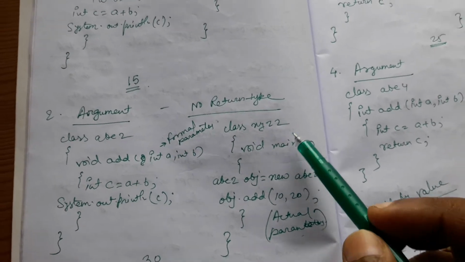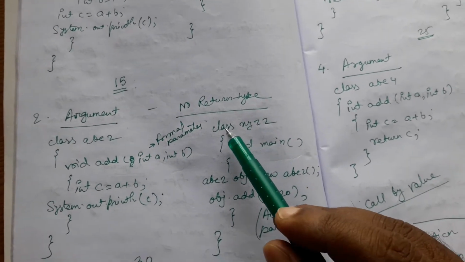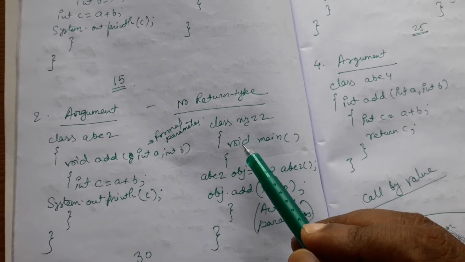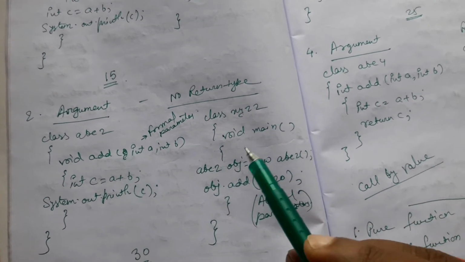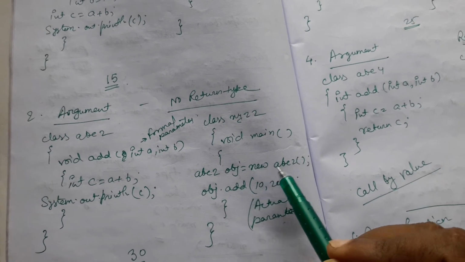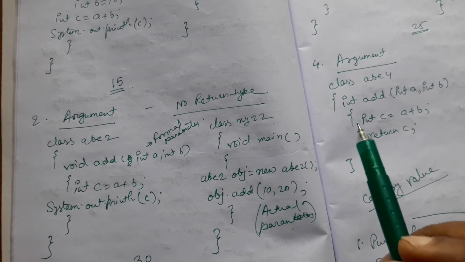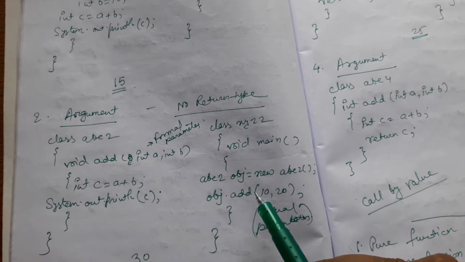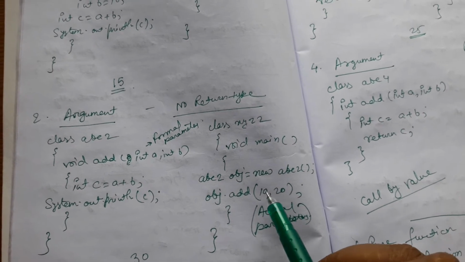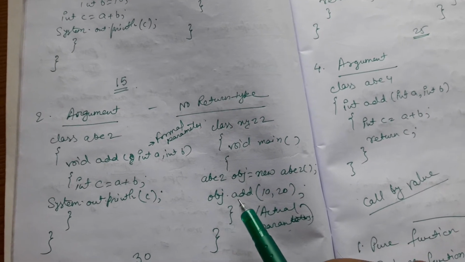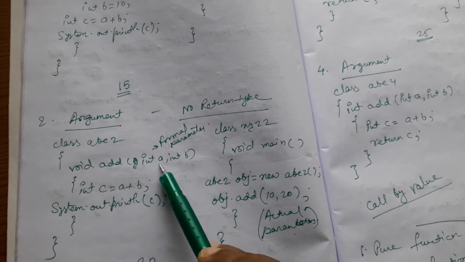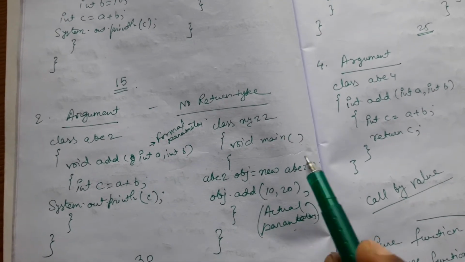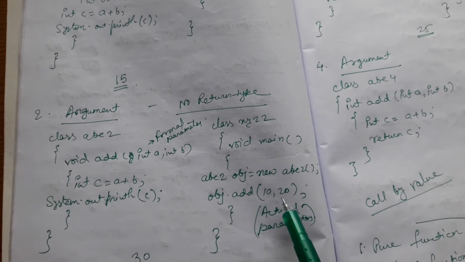Now see what the main function is doing. Another class xyz2, we are having the void main function, and then for this class abc2 we have created one object, obj equals new abc2 open close parenthesis. Now what we are doing, we are sending two values, we are passing two arguments. We are calling the add function, obj dot add. Then we have to pass two integer values, for a and for b, 10 and 20 suppose these values are.